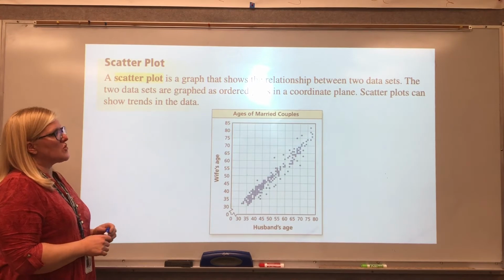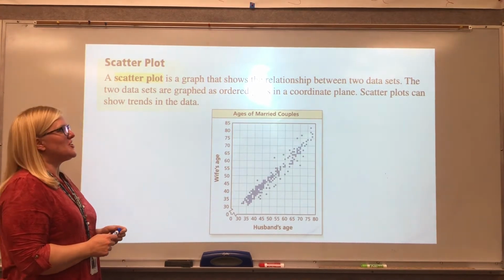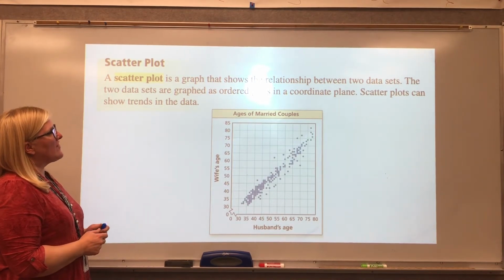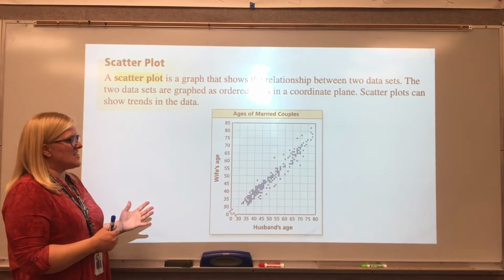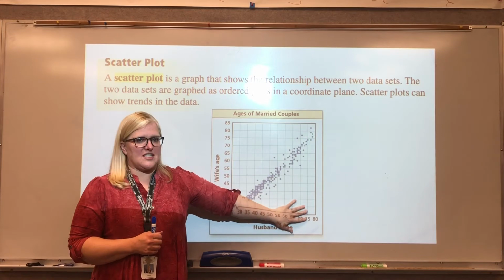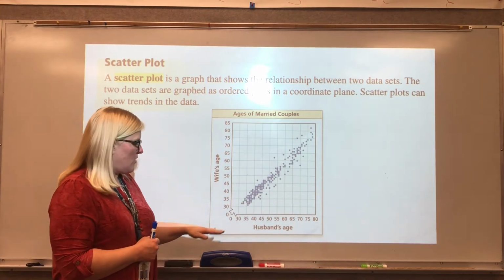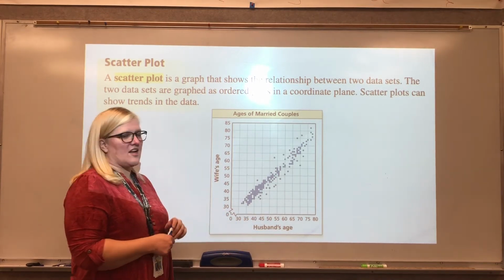shows the relationship between two data sets. The two data sets are graphed as ordered pairs in a coordinate plane. Scatter plots can show trends in the data. So this particular example is a scatter plot of ages of married couples. We've got the husband's age down here. We've got the wife's age right here.